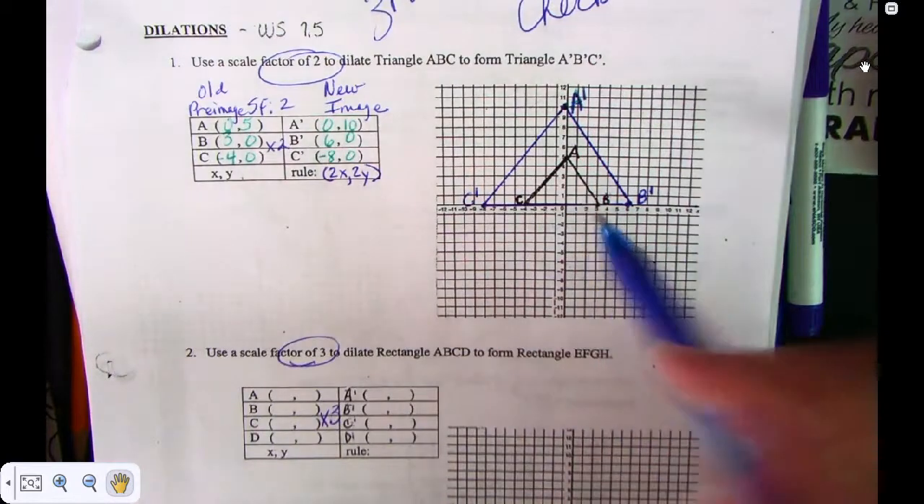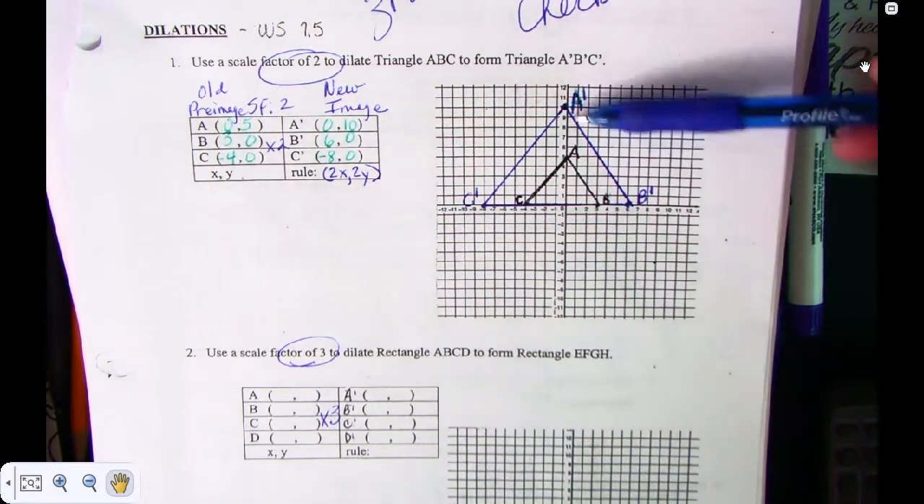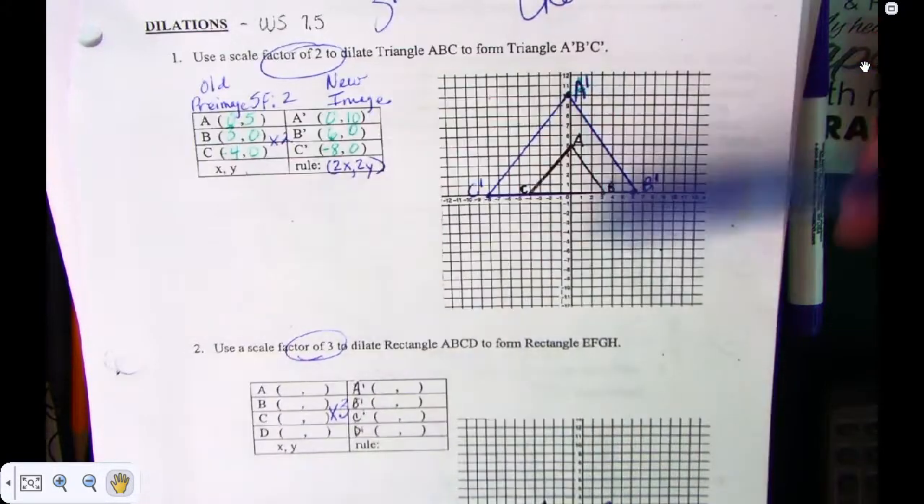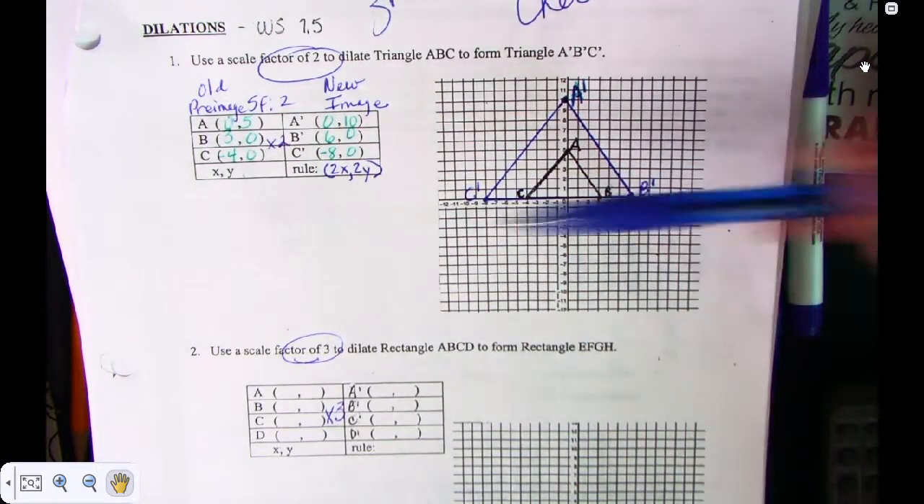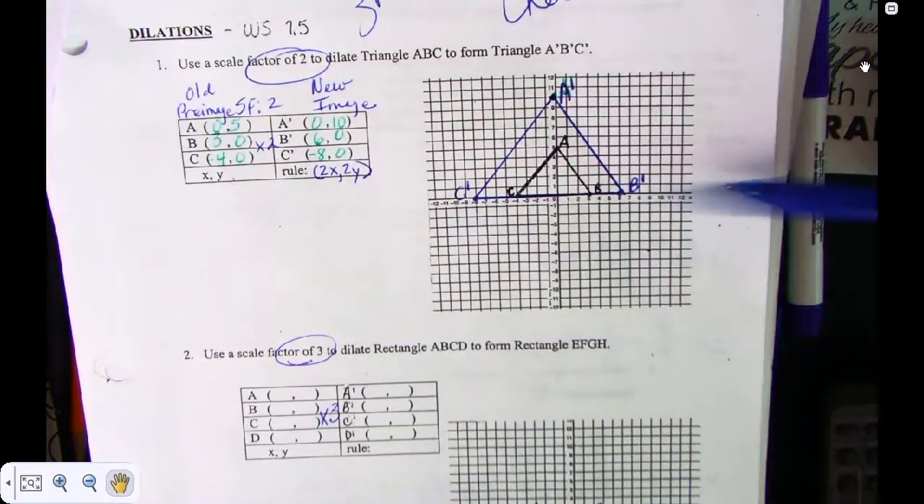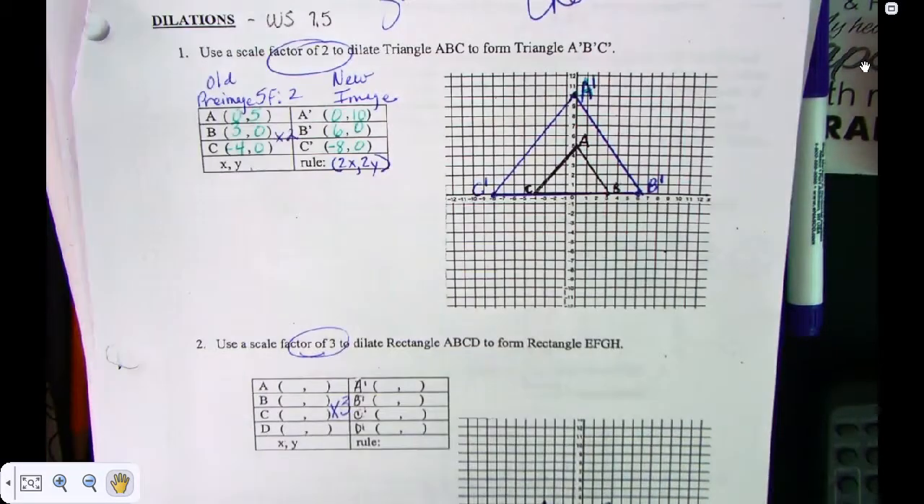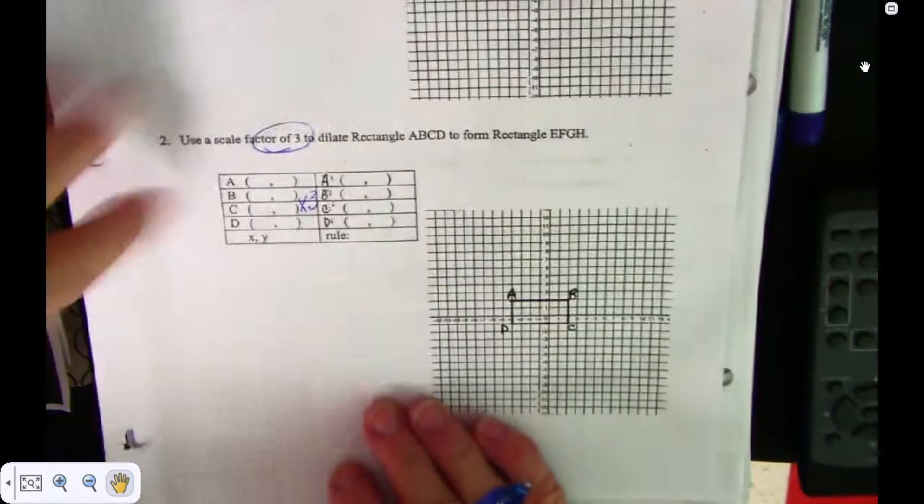Okay? And to check this, obviously the y-axis goes through the origin, and A and A prime are on the y-axis, as is B prime, and C and C prime on the x-axis. So they go through the origin. Okay. Any questions on one? Okay, on two. A prime, A, somebody.